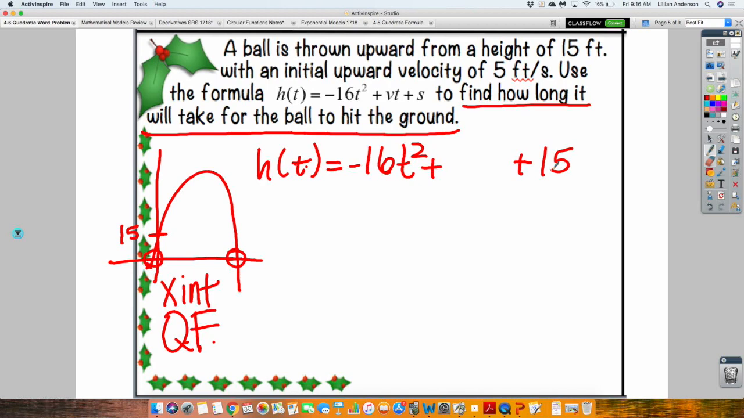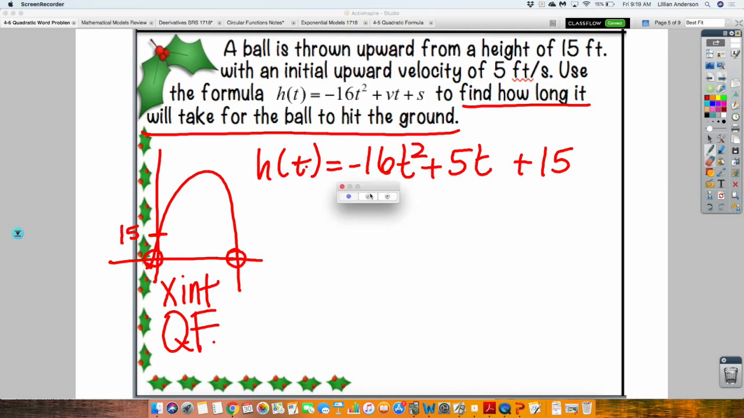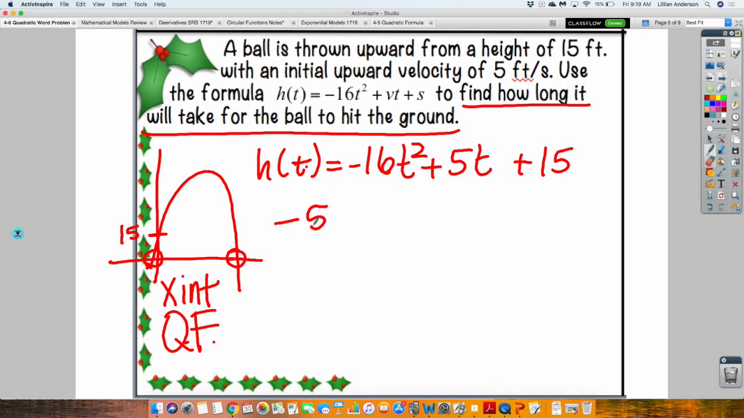Then it says the initial velocity of 5 feet per second. That 5 is going to go in for what? V. So there's your equation, right? Give me the quadratic formula and the solutions for this.